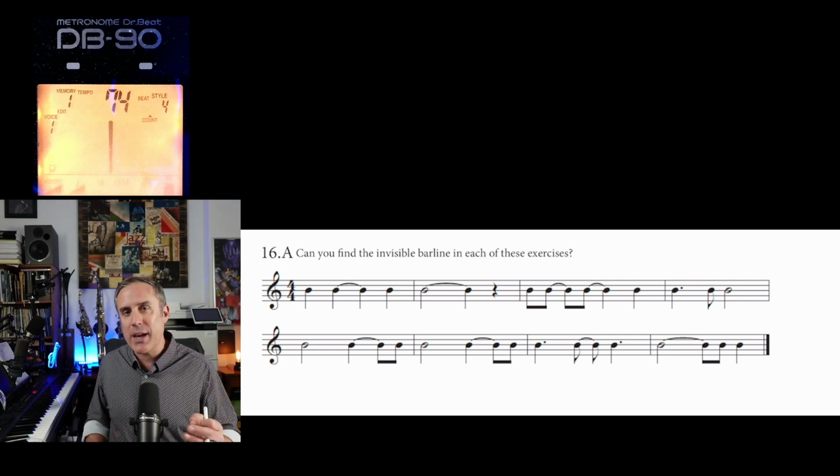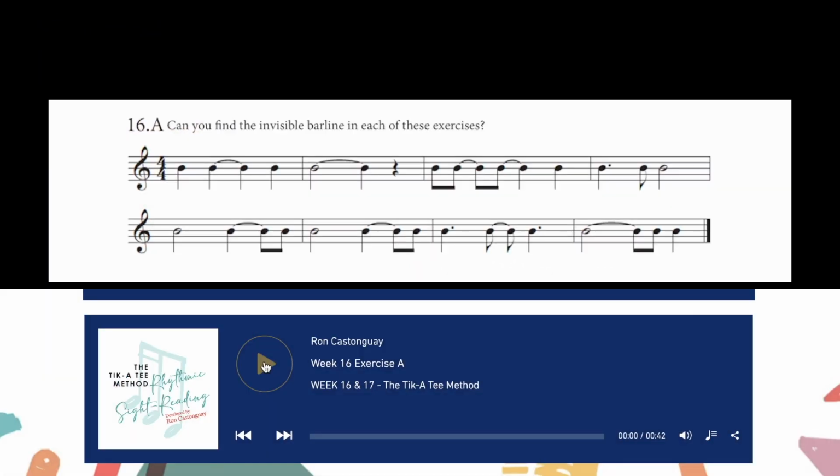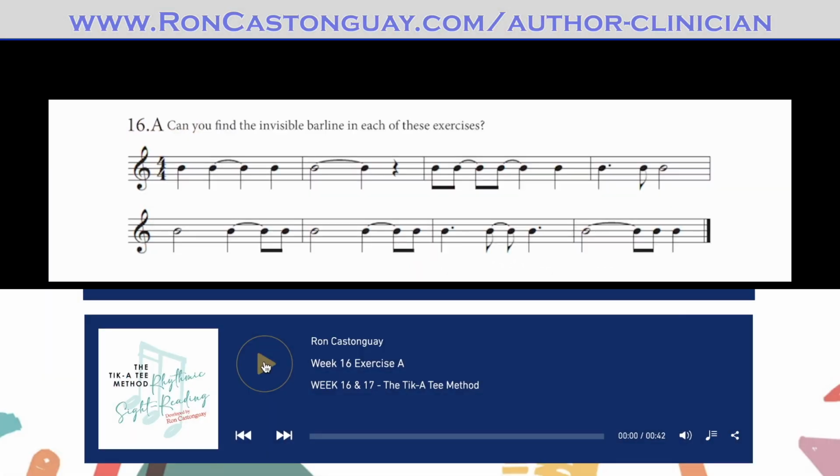We've got to go check it against the MP3 for exercise 16A. So let's go do that right now. Okay, here we are at my website where you can find all 363 of the MP3s that accompany my book. We are going to listen to 16A, and just to recap, what are our 3 options here?